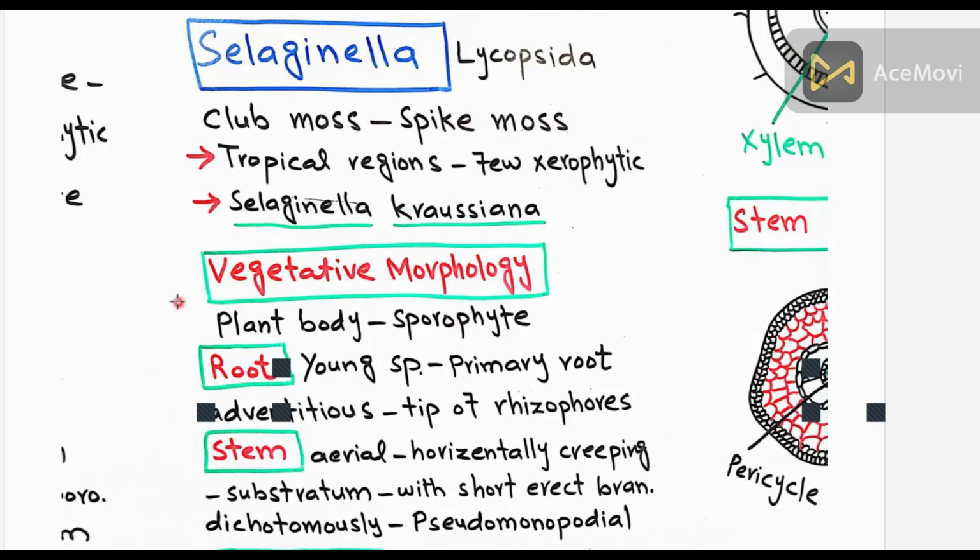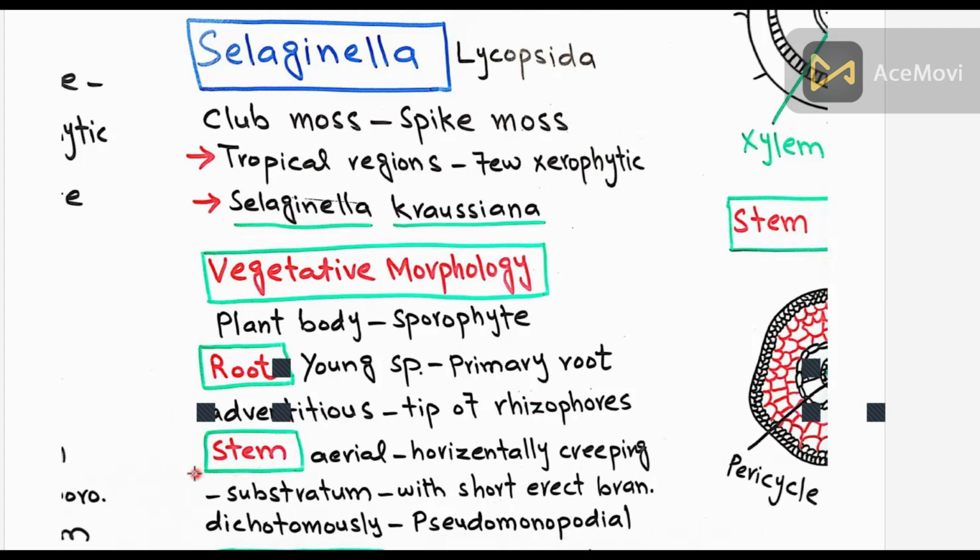Vegetative morphology. The plant body is sporophyte and differentiated into root, stem, and leaves. Root. The root of young sporophyte is primary root, whereas all other roots are adventitious. The adventitious roots occur at the tips of rhizophores.